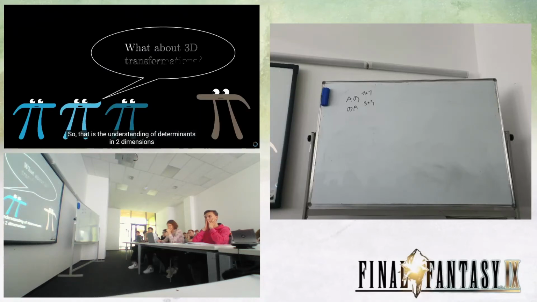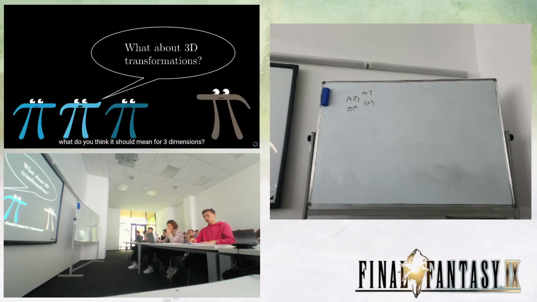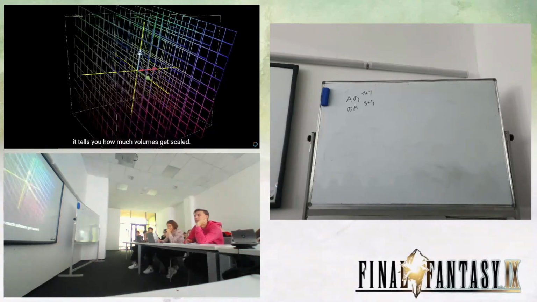So that's the understanding of determinants in 2 dimensions. What do you think it should mean for 3 dimensions? It also tells you how much a transformation scales things, but this time, it tells you how much volumes get scaled.